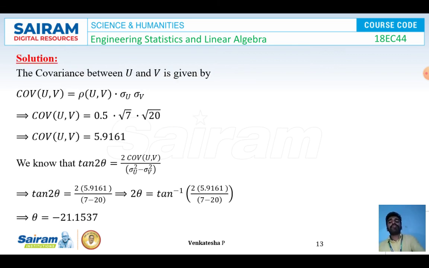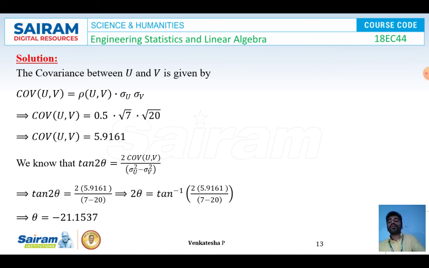The covariance between u and v is given by the formula covariance of u comma v is equal to rho of u comma v into sigma u sigma v. So I am replacing the values of rho of u comma v, sigma u and sigma v here. So I got covariance of u comma v is equal to 0.5 into root 7 into root 20. So I got the covariance of uv is equal to 5.9161.